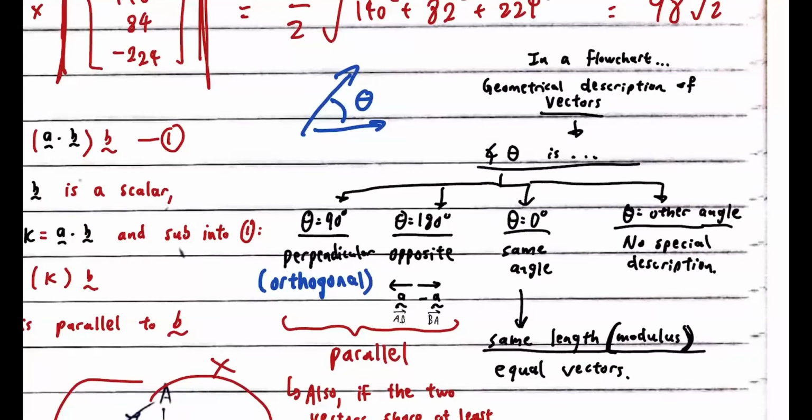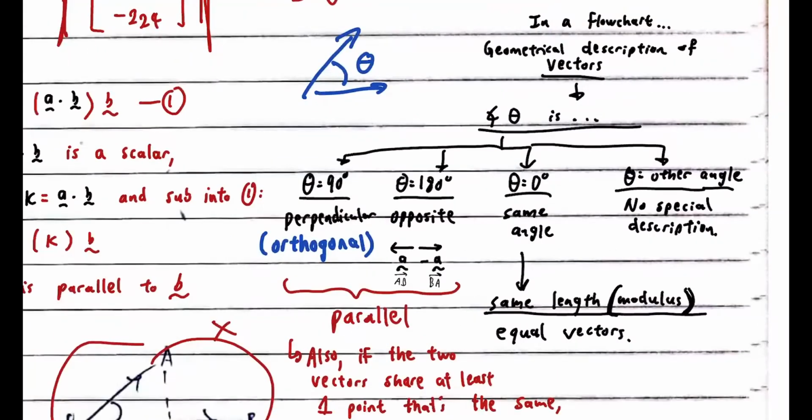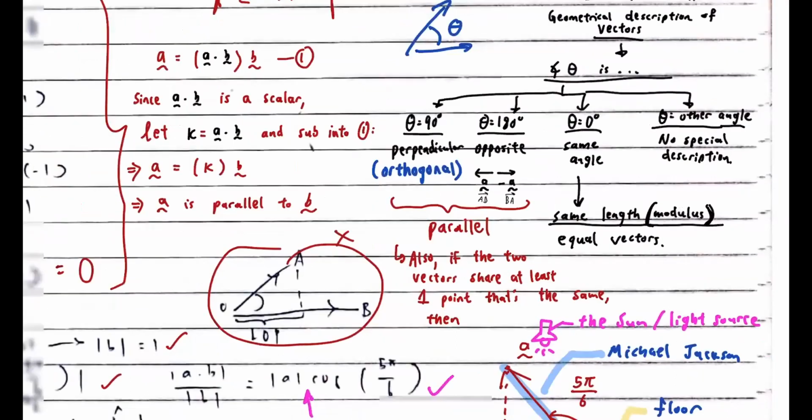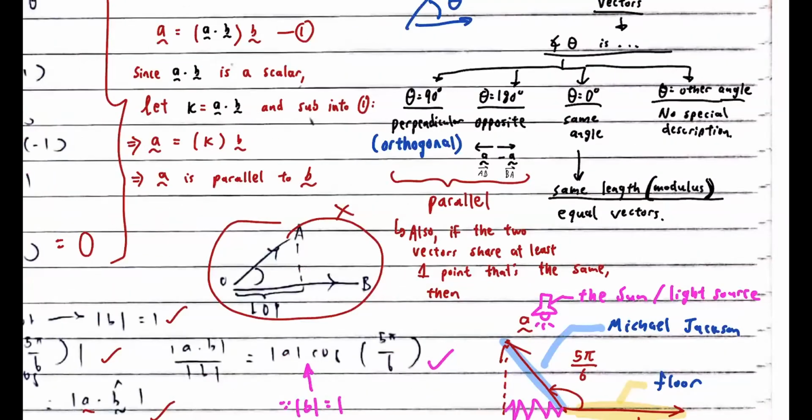Hold on, that's not correct. Sorry. Please make a correction here. 90 degrees is not parallel. Oh my goodness, what am I saying? Okay, wait a minute. Let me redraw this flowchart. I just realized that.